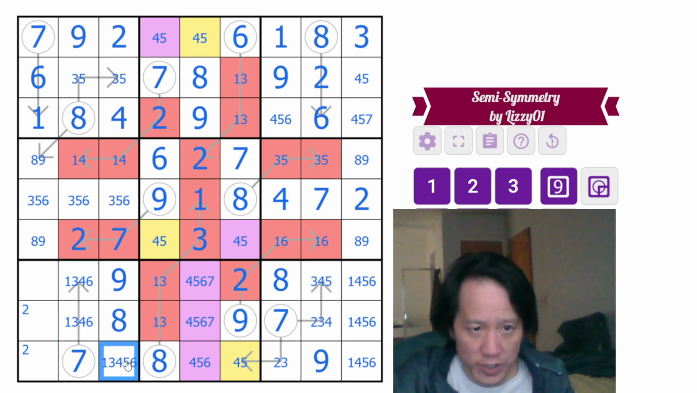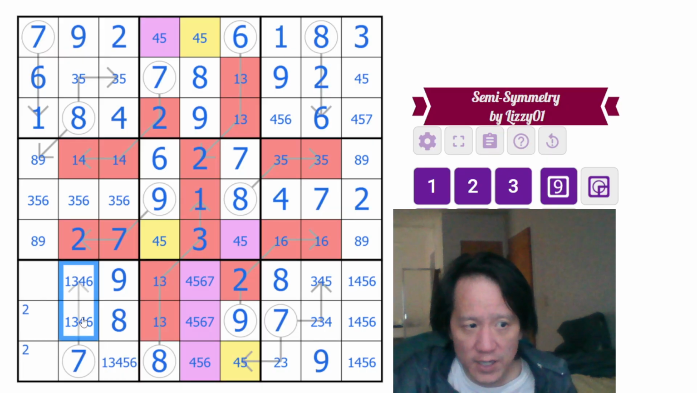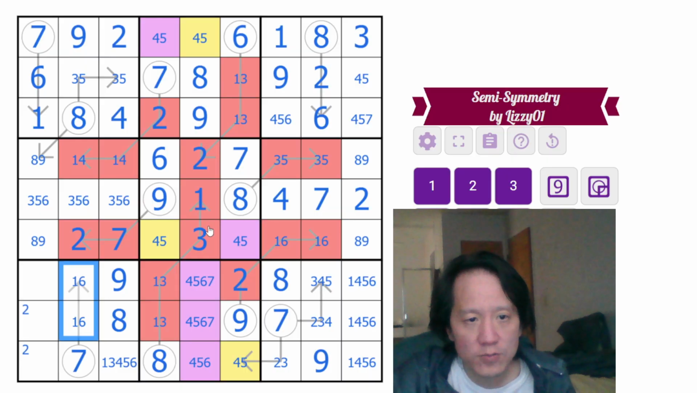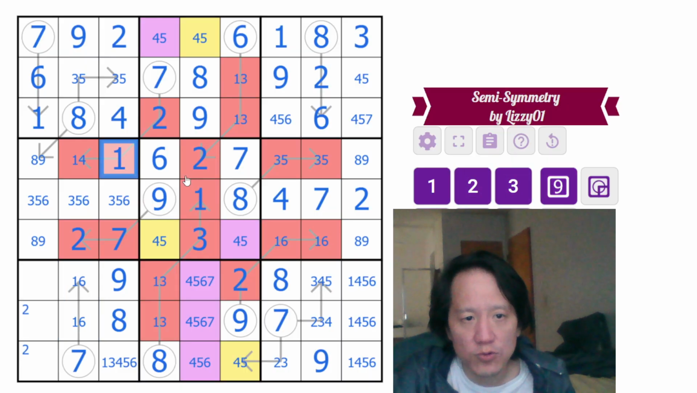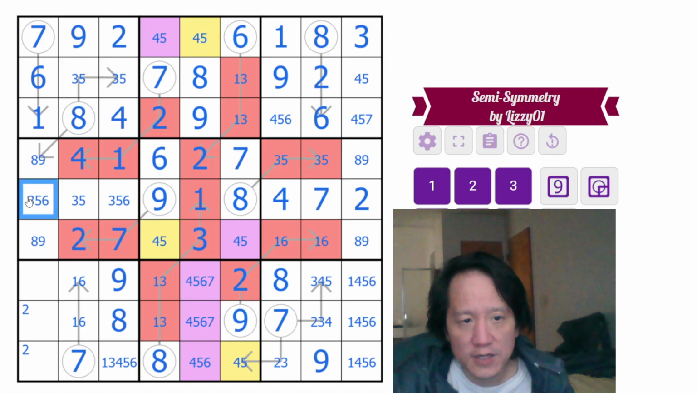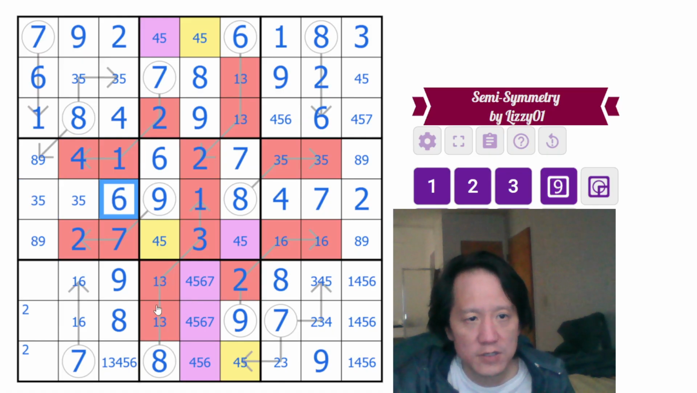If this is 1, this would have to be 6, but what would be 6 with? It can't be with anything. Same thing here. If this is 6, where's the 1? The 1 has to be here. So therefore, this has to be 1 and 6. This is 1. This is 4. This can't be 6, so it's 3 or 5. This can't be 6, so therefore this is 6.